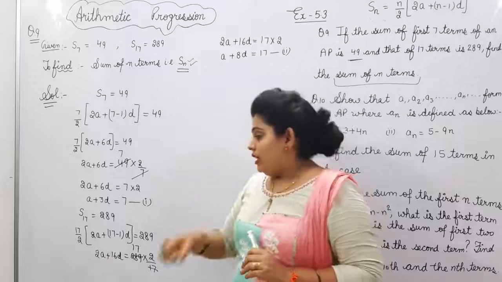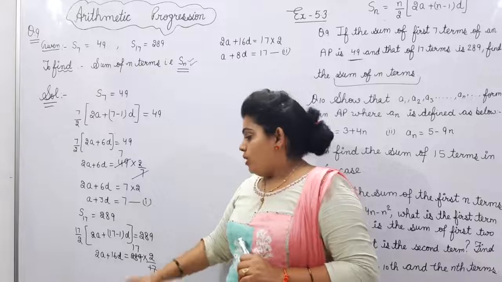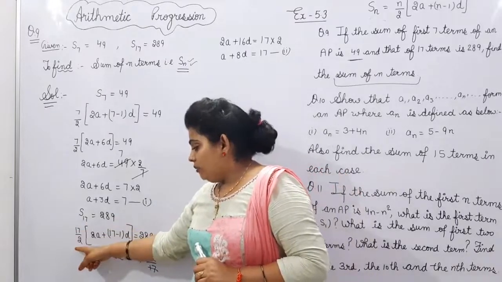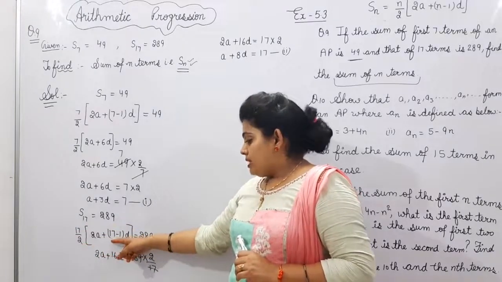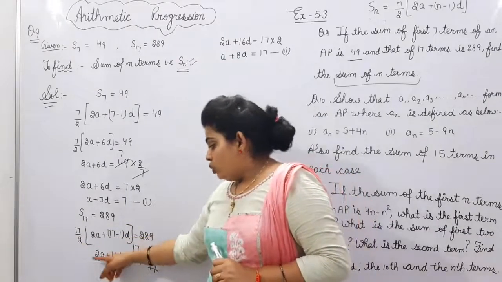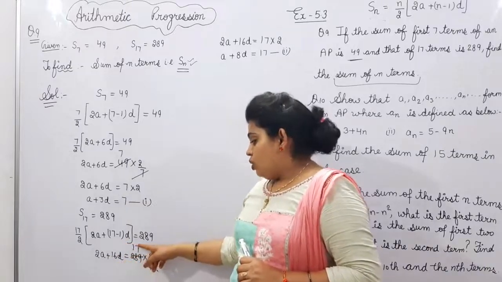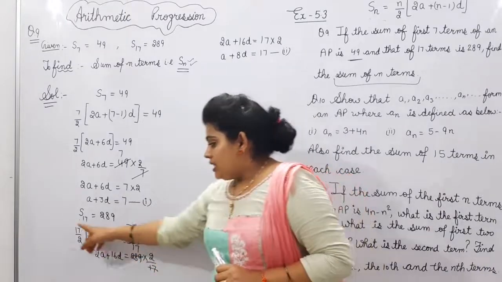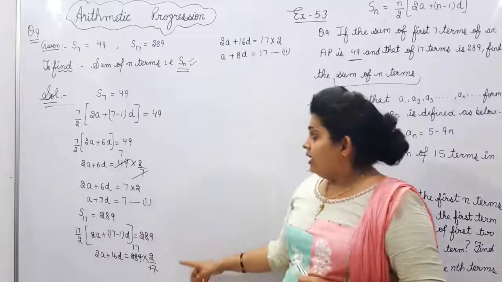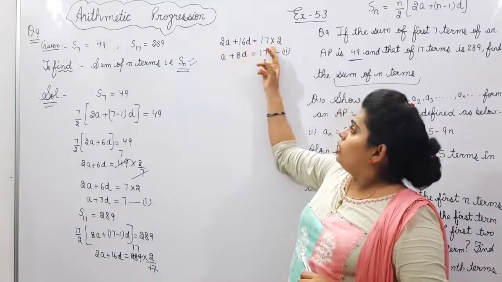Now S17. S17 is equal to 289, and using the Sn formula, S17 will equal 17 by 2 into 2a plus 17 minus 1 into d, and it is equal to 289, means 2a plus 17 minus 1, 16d, is equal to 289, into which 17 by 2 will become 2 by 17, and from here we will get 2a plus 16d is equal to 17 into 2.